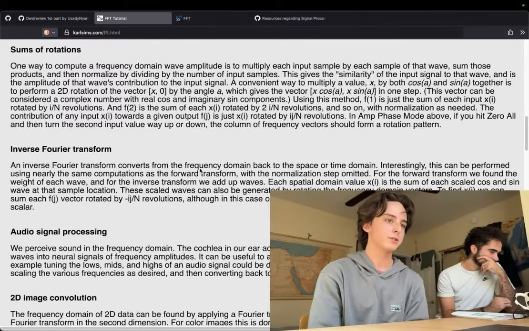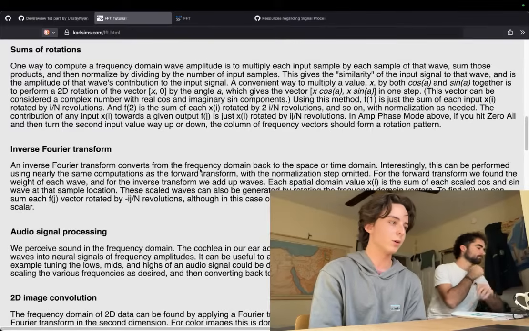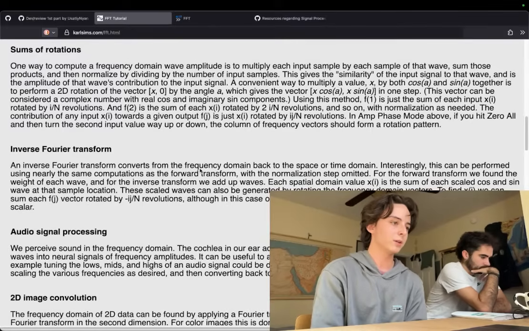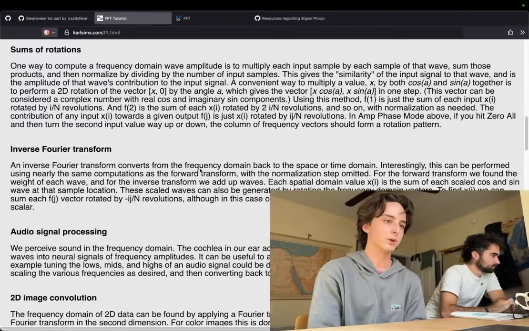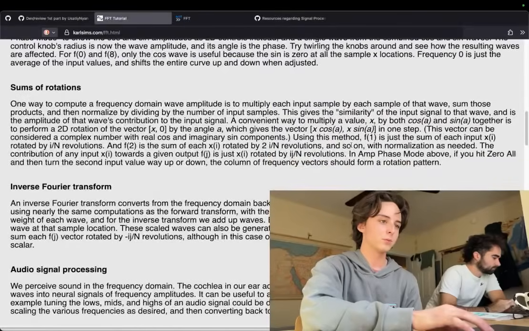Using this method, f1 is just the sum of each input, xi, rotated by i over n revolutions, and f2 is the sum of xi rotated by 2i over n revolutions, and so on, with normalization as needed. The contribution of any input xi toward a given output fj is just xi rotated by ij over n rotations. In amp phase mode above, if you hit 0 all and then turn the second input value way up or down, the column of frequency vectors should form a rotation pattern.